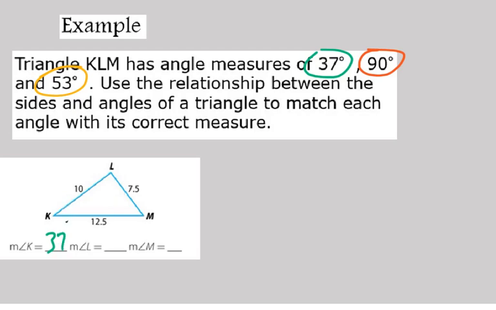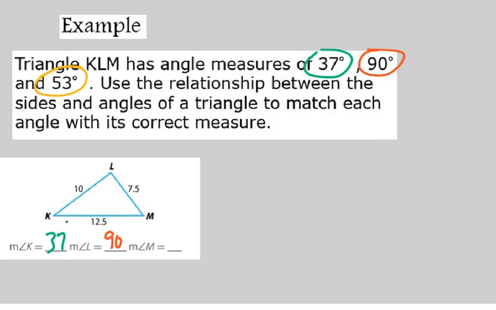Okay, now it's asking about the measurement of angle L. So we will highlight angle L, and it is opposite of KM, which is 12.5. And it is the longest side, so angle L is going to have to be our largest angle. And in our given problem, the largest angle measurement is 90 degrees. So the measurement of angle L is going to be 90 degrees. So that could have been highlighted as a 90-degree angle.